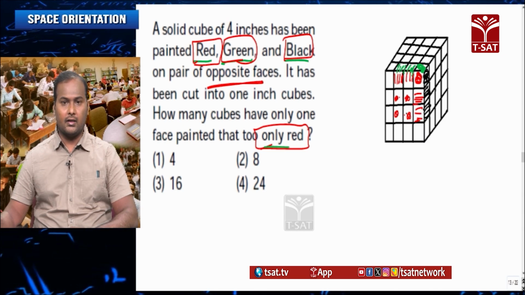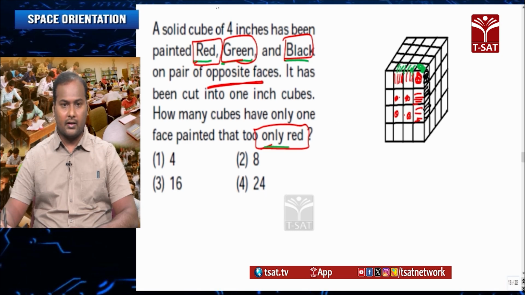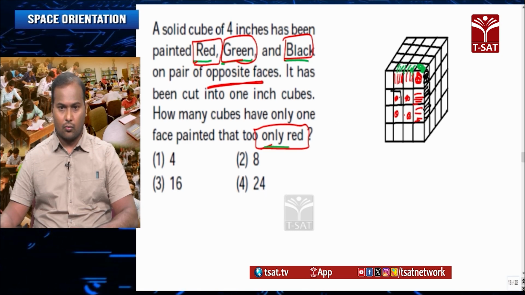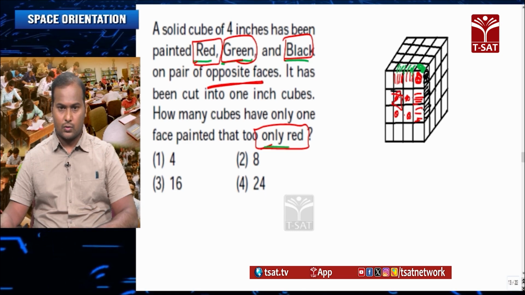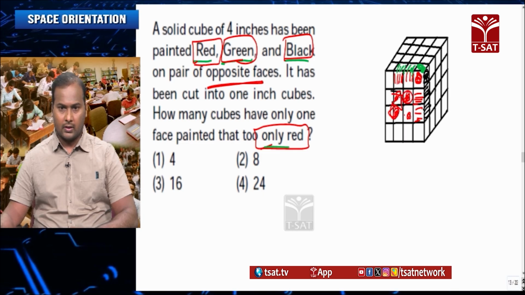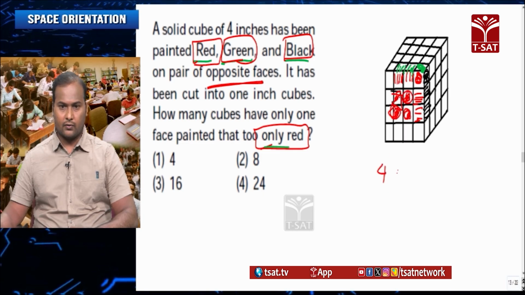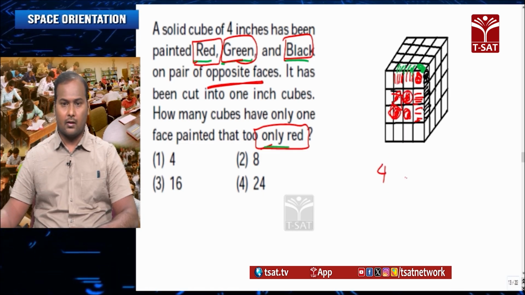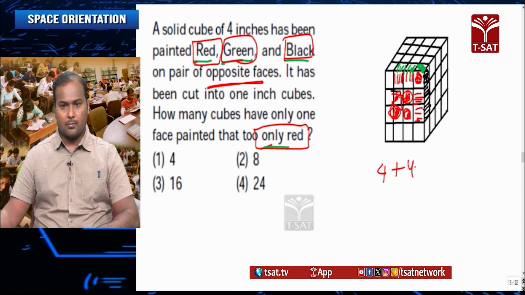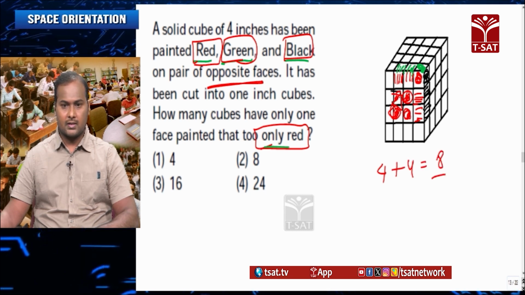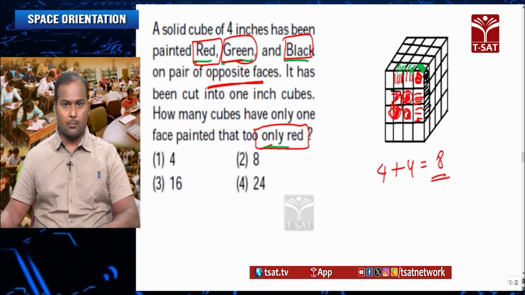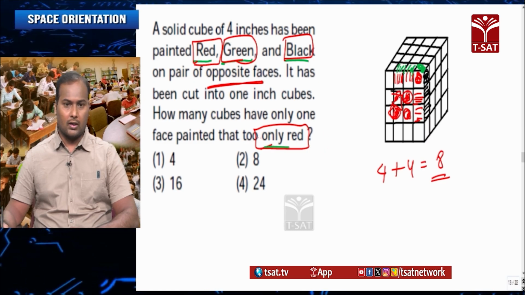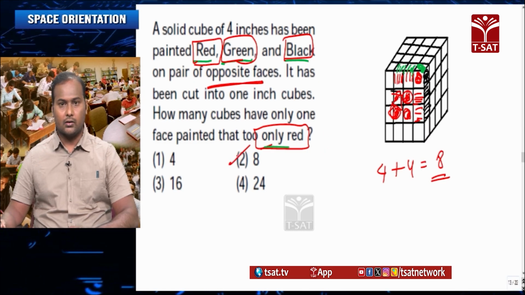The red is in the front and back. Only red front is how many? 4. That is 1, this 1, 2, 3, 4. So front is 4. Obviously back is also red. So back is also plus 4. That is total answer is 8. Front plus 4 and back plus 4. Only red. Your answer will be 8.